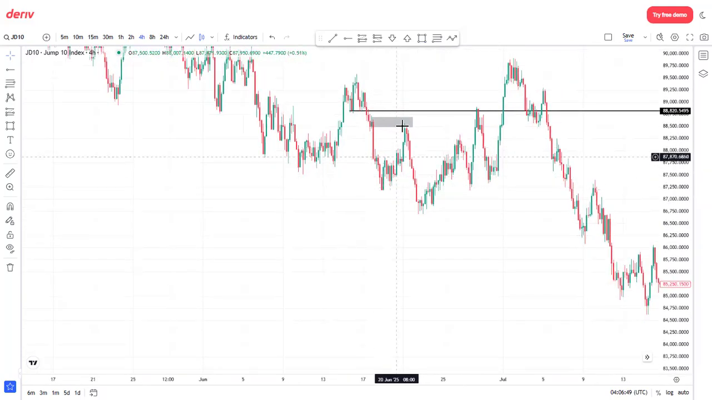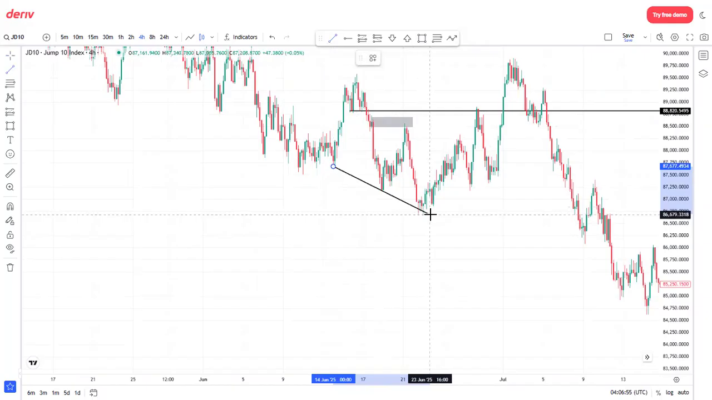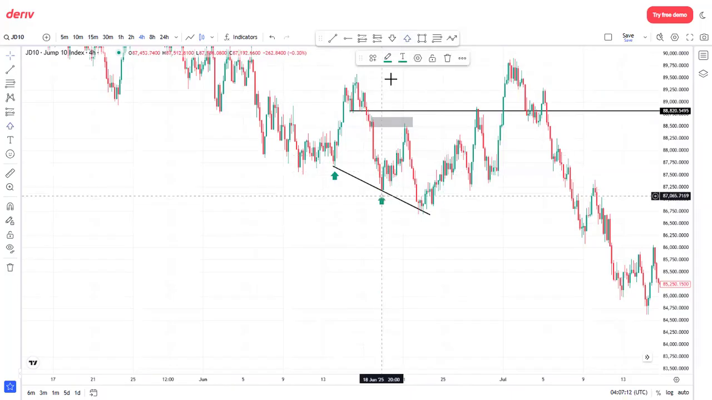And then it went back to the continuation pattern at your trend line here. Push it all the way down. This is the main reason why the market turned and changed the direction. This is the first time touch of the trend line. And then what are we expecting now? We are expecting the market to come back and test the trend line.